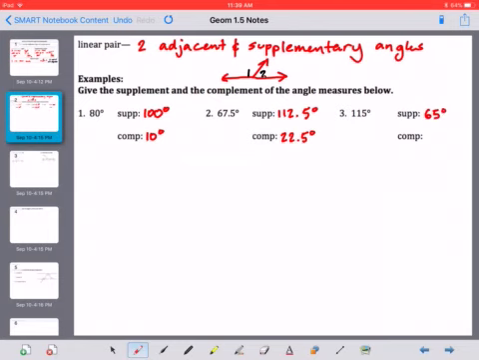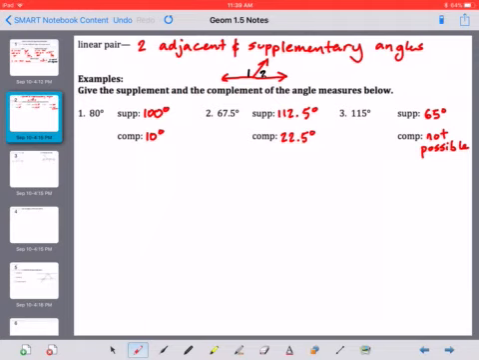And 115 degrees plus what would give you 90? Well, 115 degrees is already obtuse. There's no way that you can add something, you can't have negative angles, in order to end up with 90. So this is actually not possible. I was trying to trick you. Sorry about that. But if it's over 90 degrees, it can't have a complement.